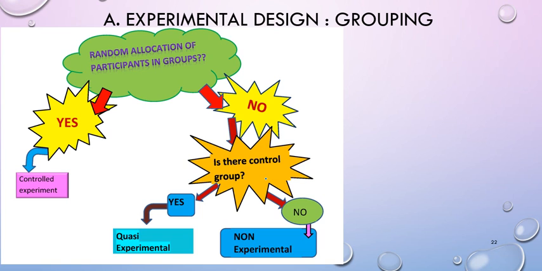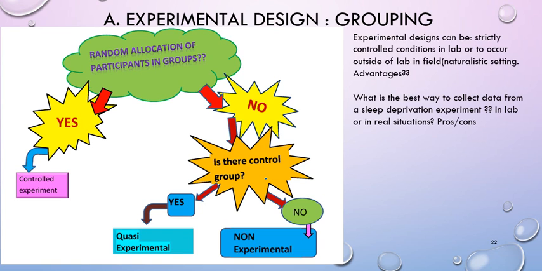Now, something else we need to continue asking these questions. The experimental designs can be strictly controlled in a lab or can be outside of the lab in naturalistic setting in the field, which are called field work. Can you mention one advantage of this kind of experimental design when it happens in naturalistic setting?